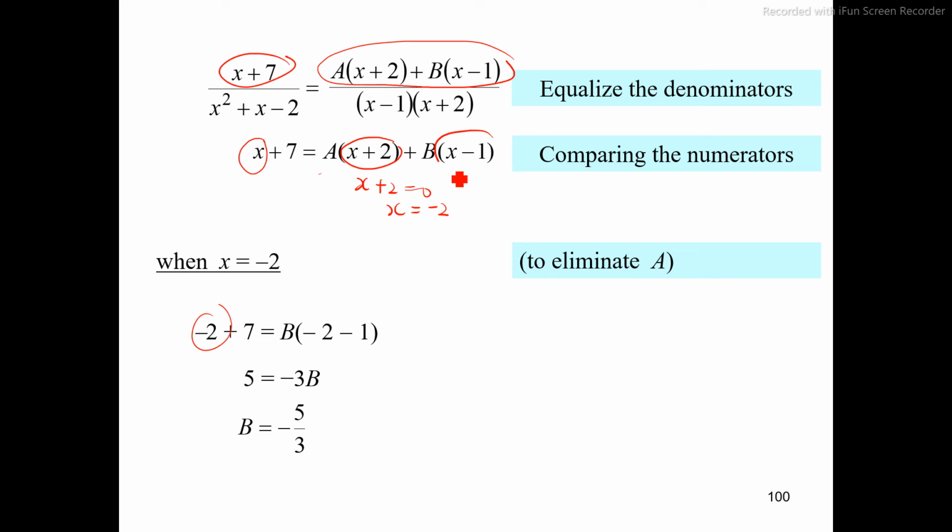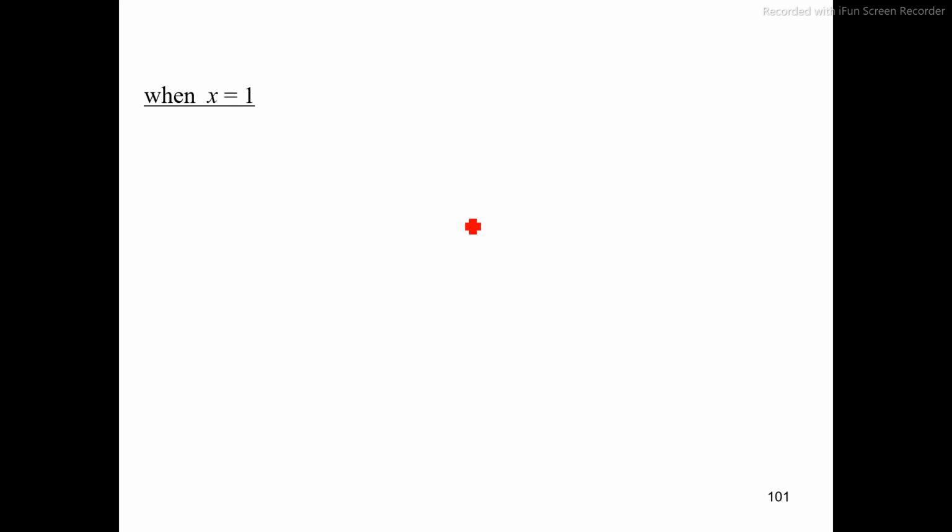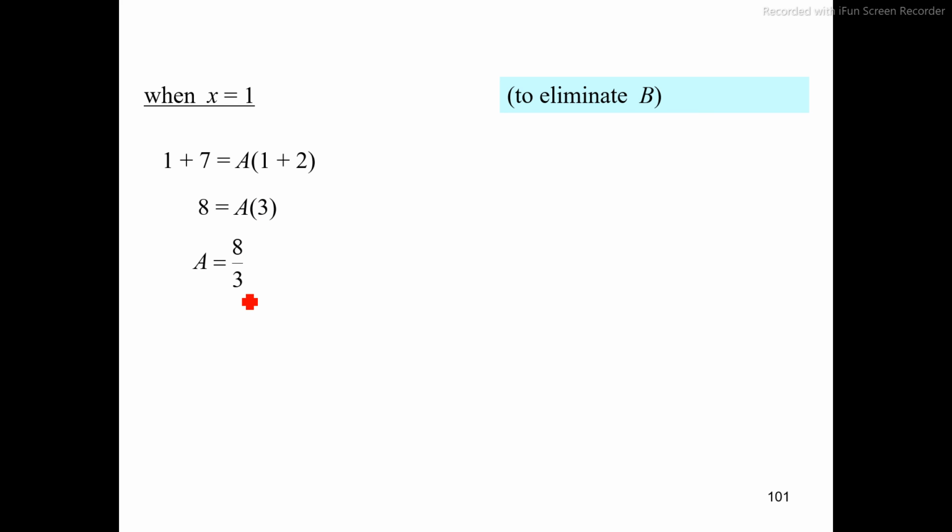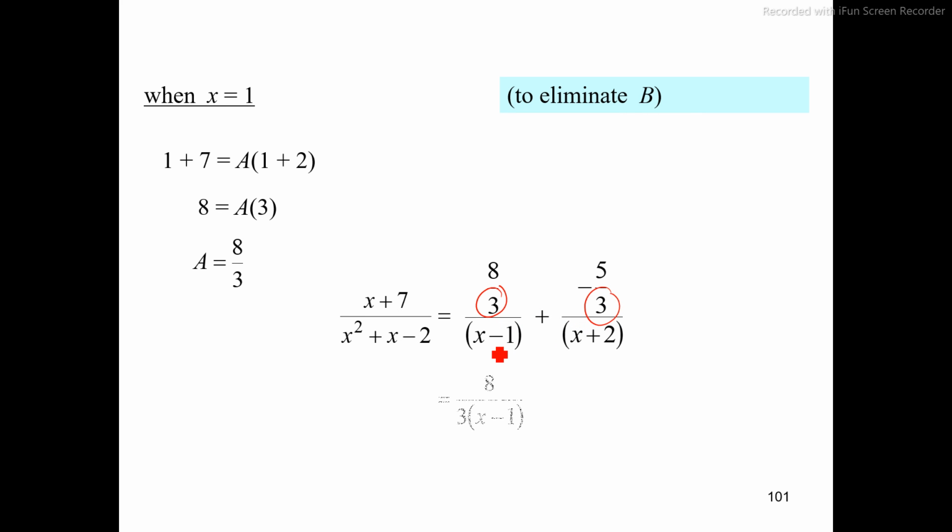This one, when x plus 1 equals 0, you get x equals 1. So you substitute x equals 1 from the left, the same way, until the end, and you will get the value of A. Substitute back into the partial fractions the values of A and B. To make it neater, put the 3 at the bottom, because otherwise it looks messy. So this is the partial fraction.